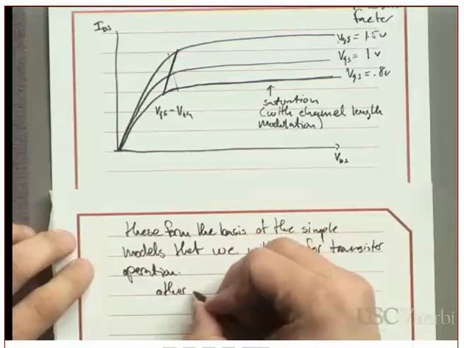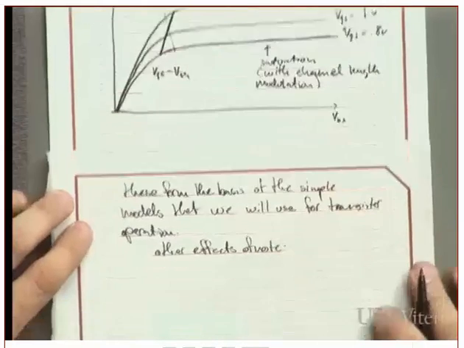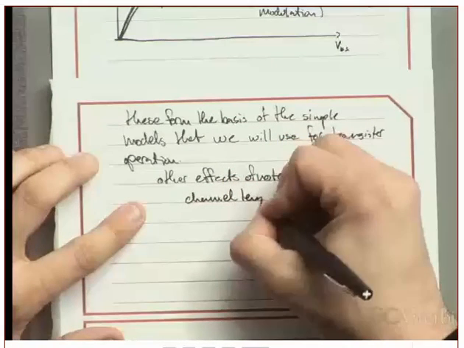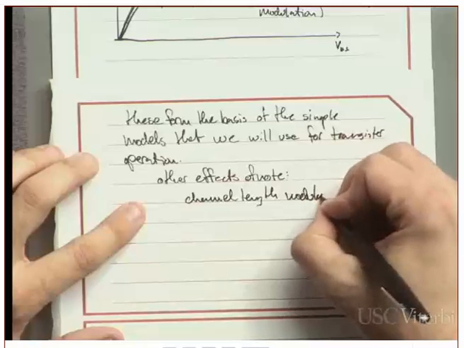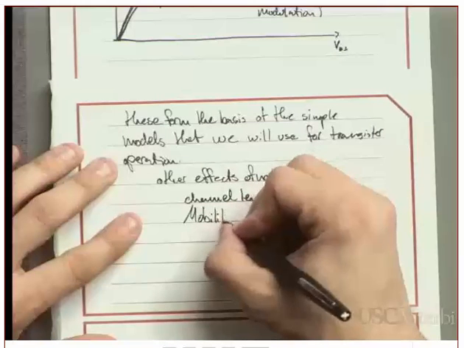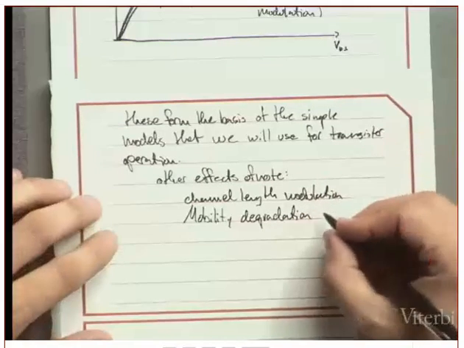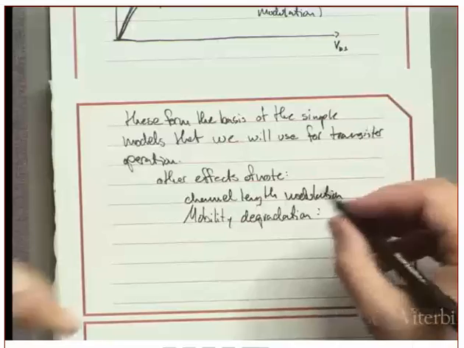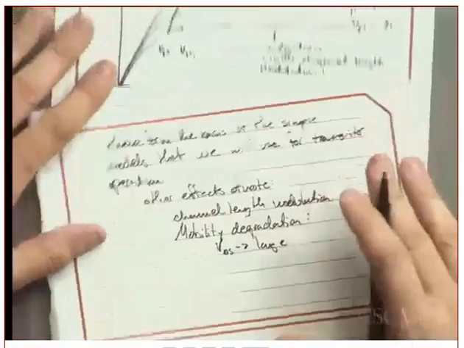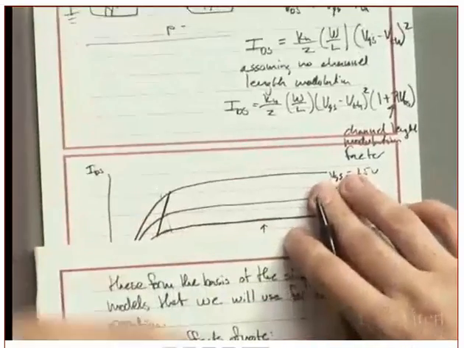And other effects of note. In other words, things that you might want to keep in mind if you have a circuit that's behaving strangely. Of course, there's channel length modulation. Mobility degradation. And this comes about because of a number of things. VDS can get very large and basically accelerate the electrons to the saturation velocity so that they can't go any faster, and actually they start going slower.